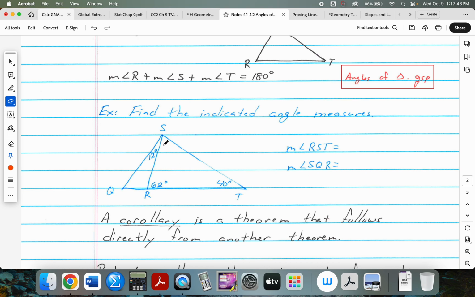So if I'm looking for angle RST, this angle right here, I can use triangle RST. The angles have to add up to 180. So far, I've got 62 plus 40 is 102. From 180 is 78.